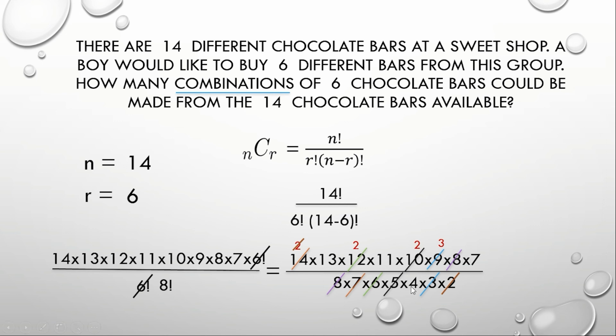So dito, class, we can also cancel 2 multiplied by 2. It gives 4. So meron tayong 4 sa denominator. Therefore, we can cancel. So now, we only have 13 multiplied by 11, multiplied by 3, and multiplied by 7. So we have 3003 different chocolate bars.